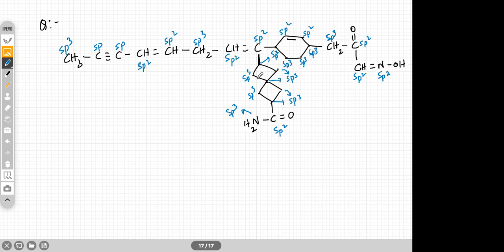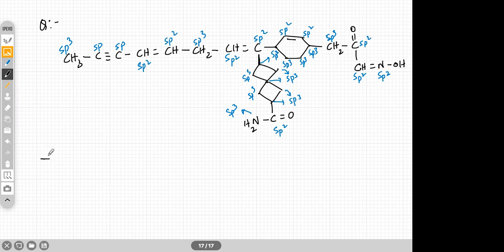Right, so if you know the structure, you just count the number of sigma bonds and lone pairs present on the atom, and you will get the hybridization. Once you know the hybridization, you know the geometry and the shape of the molecule, based on the bond pairs and lone pairs. Now the name we don't do. It is not at all required. It is so lengthy, so ignore that.